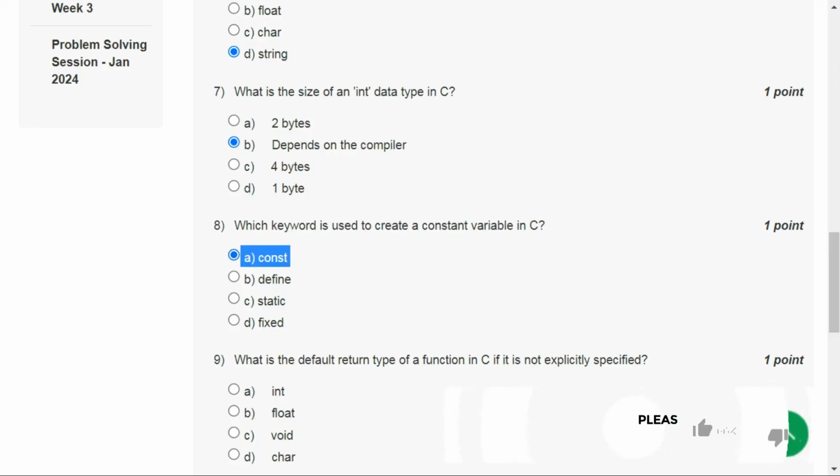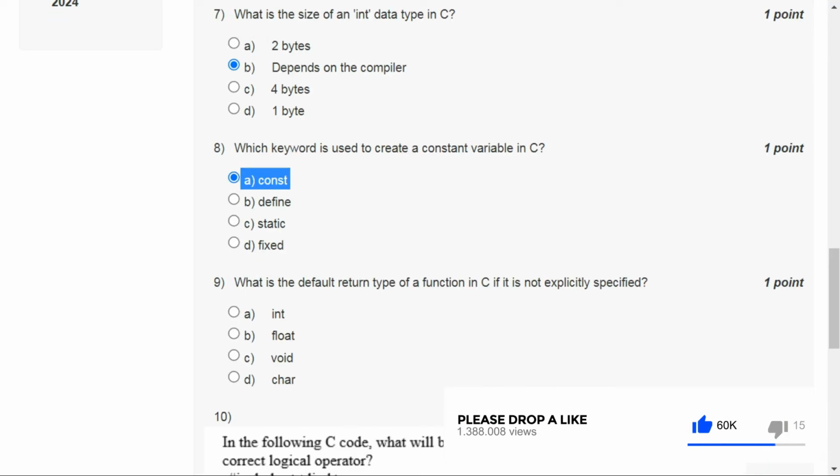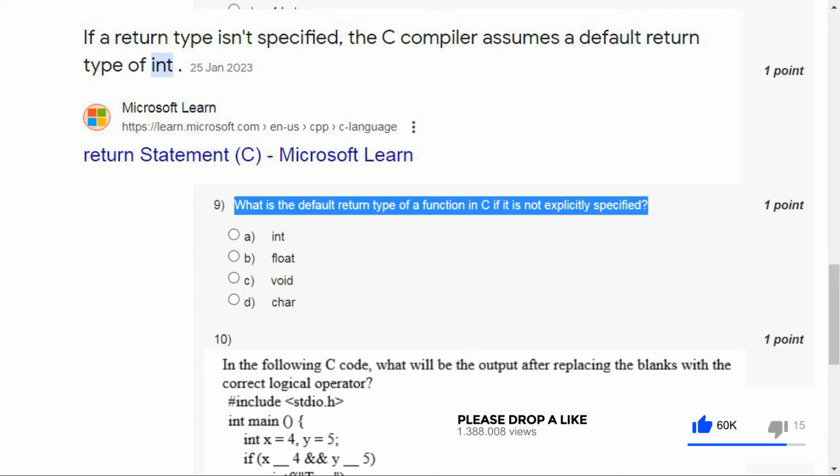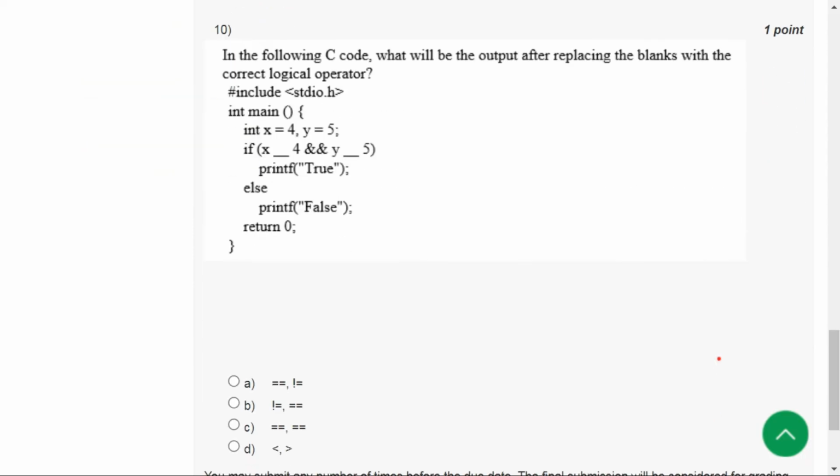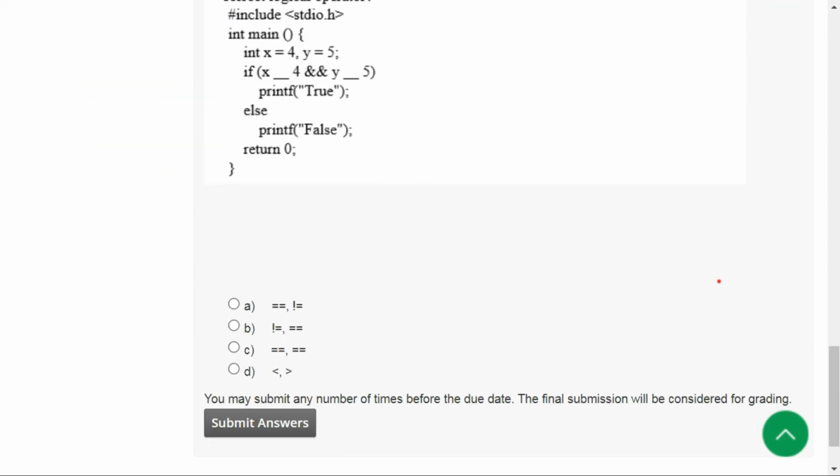For question number 8, the correct option is option A, const is the correct keyword. And for question number 9, the correct answer is option A, integer is the default return type of function. And for question number 10, the correct option should be option C.